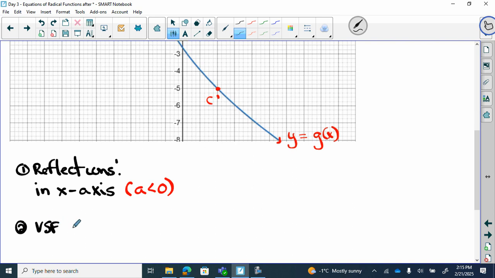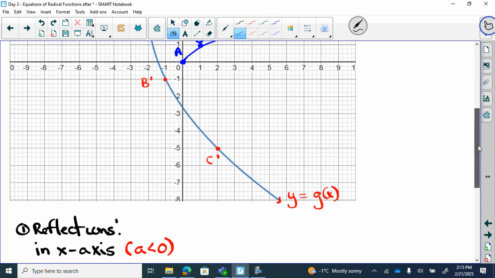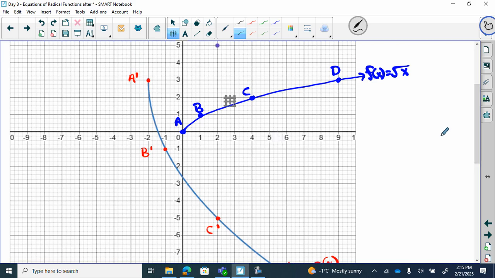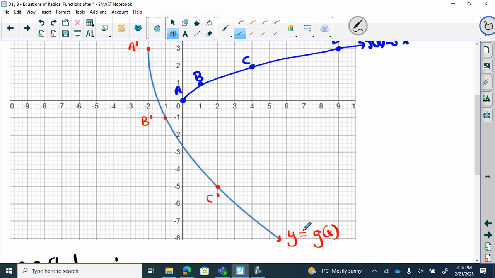the vertical stretch factor. I'm going with the new over the old, not the old over the new. When you do this, you have to compare apples to apples. What I mean by that is if I'm going to look from A prime to B prime, I'd have to compare it to A to B. Or if I'm going to go from A prime to C prime and count those units, I'd have to compare it to A to C. If I went A prime to D prime, which I'm not going to do in this case because D prime's not even labeled, I'd have to go A to D. Are you with me on that?